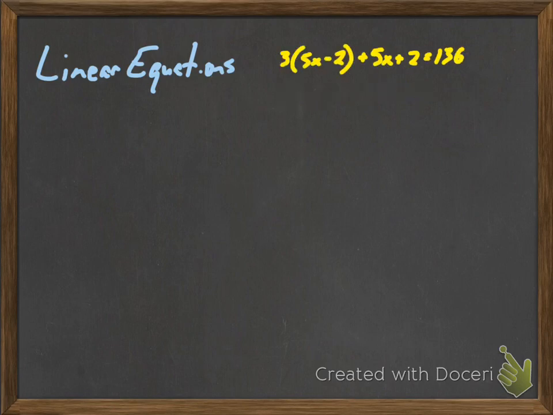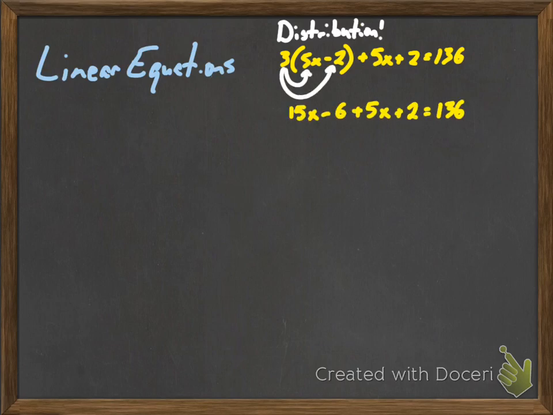It's written in a weird form, and we need to simplify this so we can solve for x. The first thing we need to do is combine like terms, but we can't combine these like terms yet because I have this binomial being multiplied by the 3. So we actually need to distribute first. I'm going to distribute that 3. 3 times 5x is 15x, 3 times negative 2 is negative 6. This leaves me with 15x minus 6 plus 5x plus 2 equals 136.